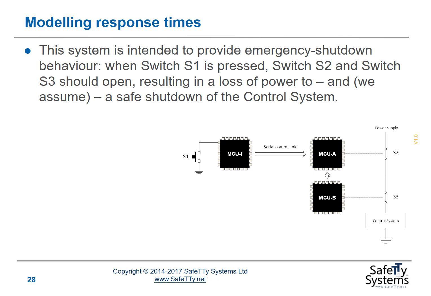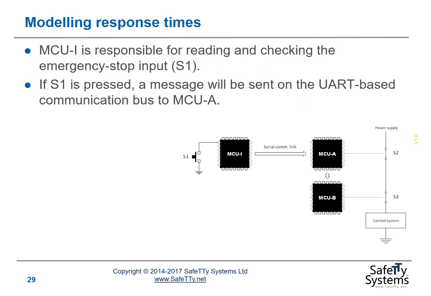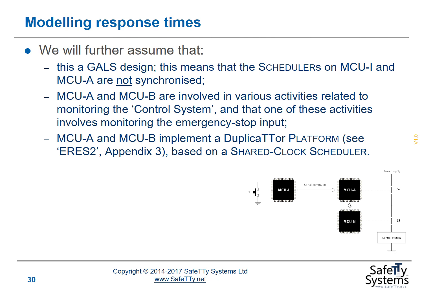So that's our basic setup here, and what we want to know is how long does it take between pressing this switch and beginning to shut down the power in our control system. So MCU-I is responsible for reading and checking the emergency stop input. If S1 is pressed, a message will be sent on the UART-based communication bus to MCU-A. We will further assume that this is a GALS design. This means that the schedulers on MCU-I and MCU-A are not synchronized.